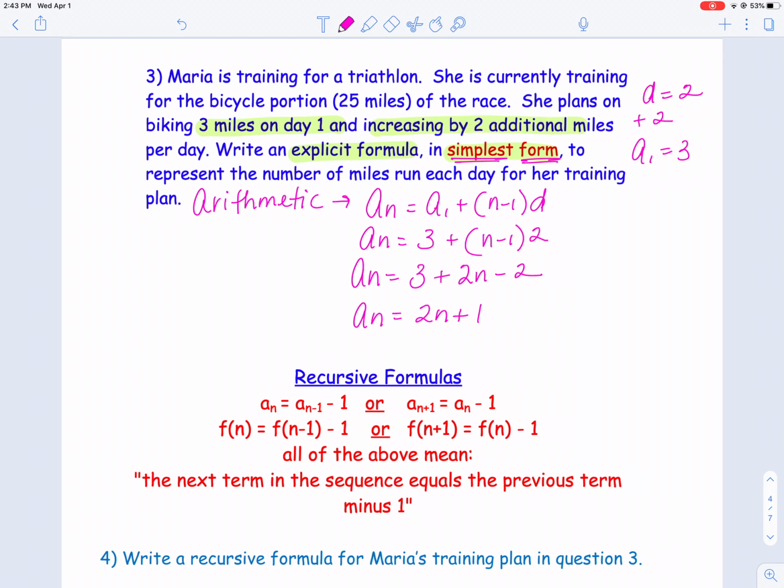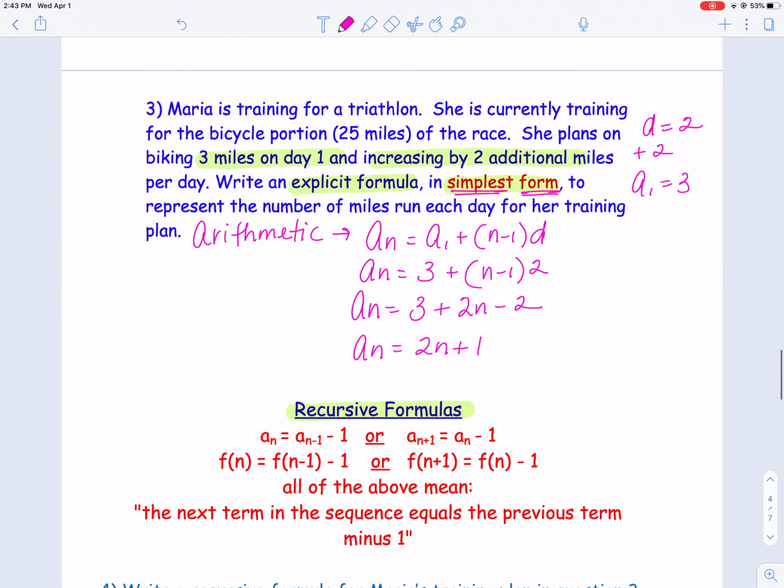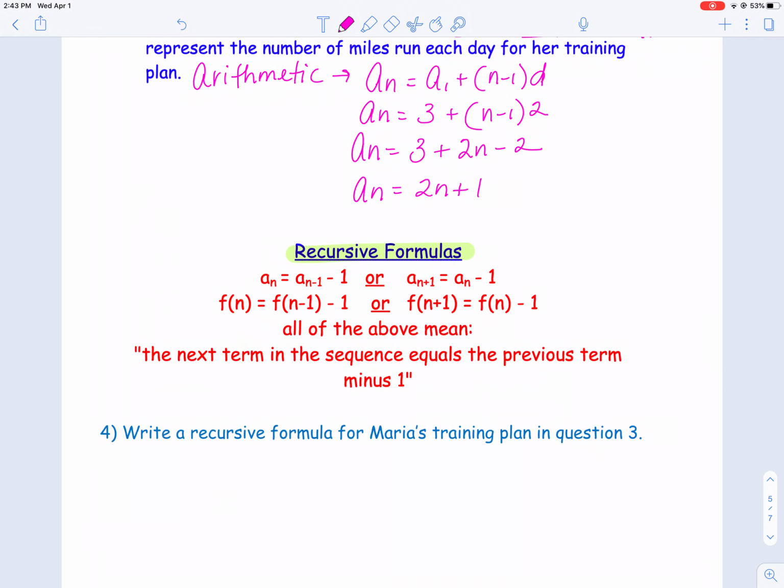Okay, so the next type of formulas that you may remember from A1 are what we call recursive formulas. And the weird thing about a recursive formula is that you can't get the next term until you have the previous term. So in explicit formulas, they're amazing. I could say to you, oh, find me the 99th term. All you would have to do is plug in 99 for n, and you could get me the 99th term. But in what we call recursive formulas, you can't get the next term until you have the previous term.